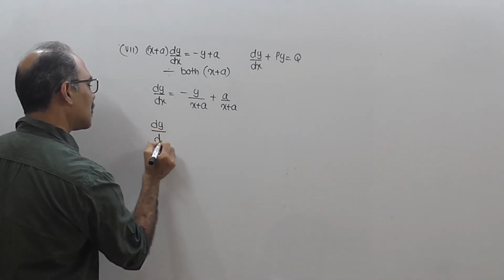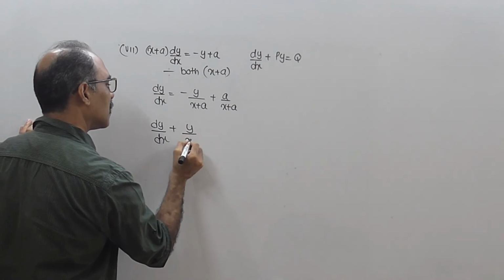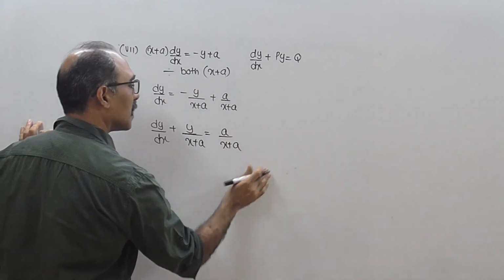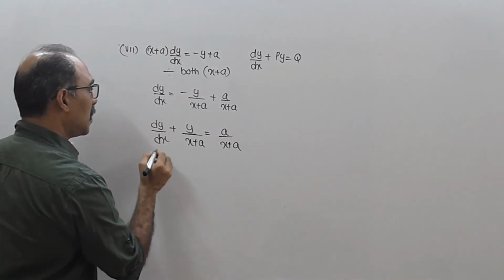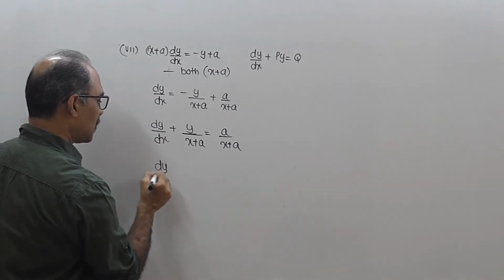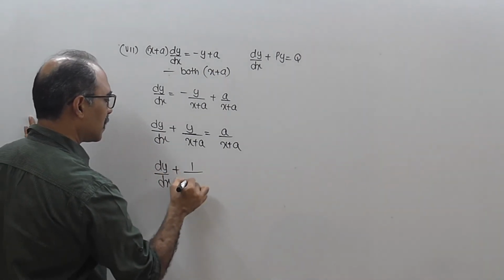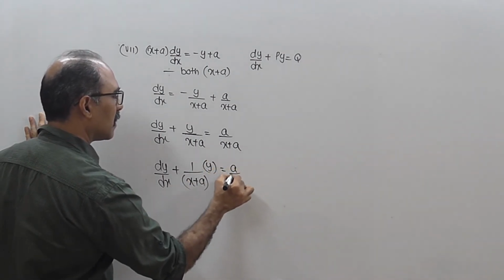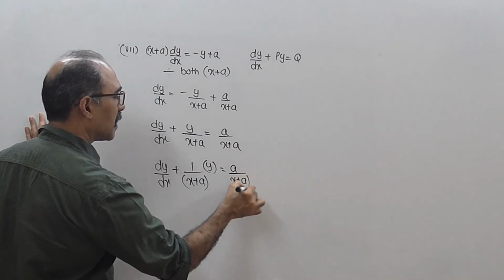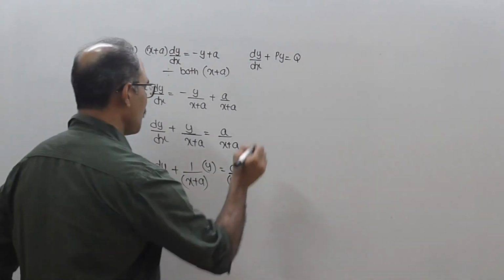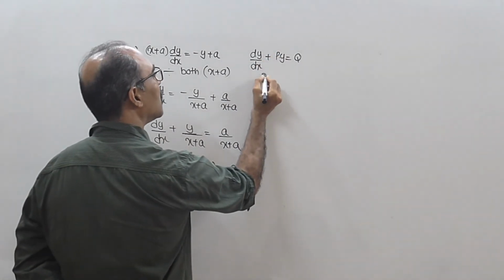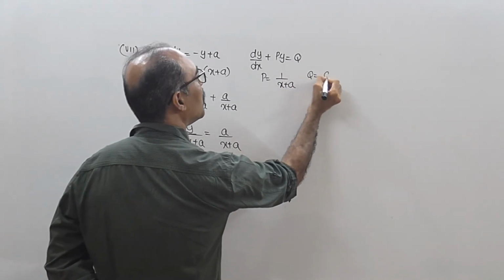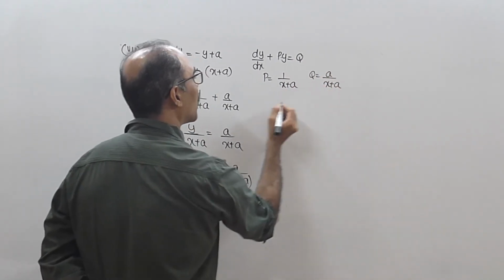So I will have this as dy by dx plus y upon x plus a equal to a upon x plus a. Now I will write this as dy by dx plus 1 upon x plus a into y equal to a upon x plus a. So if you compare this and this, my p will be equal to 1 upon x plus a and my q will be equal to a upon x plus a.